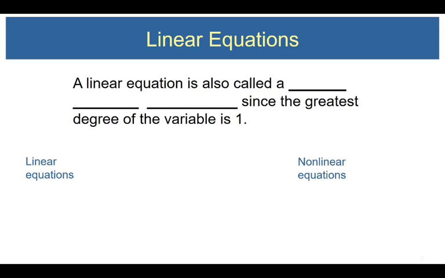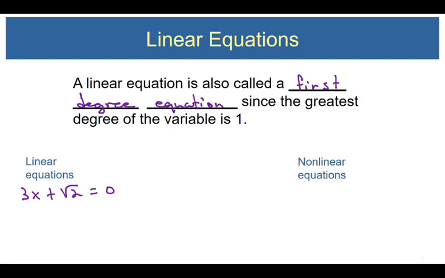Now, a linear equation is also called a first-degree equation, since the greatest degree of the variable is 1. In other words, we will never see x squared or x cubed in a linear equation. We only can have x to the first power. So here are some examples of linear equations.